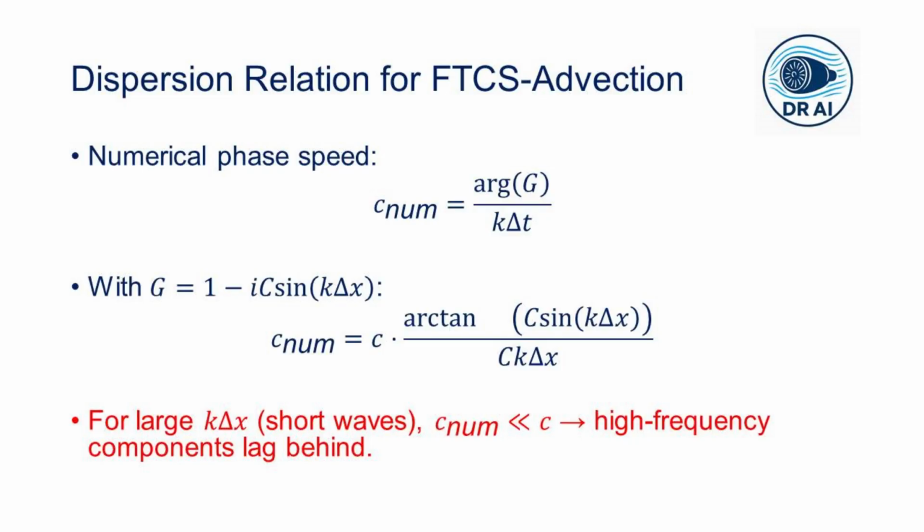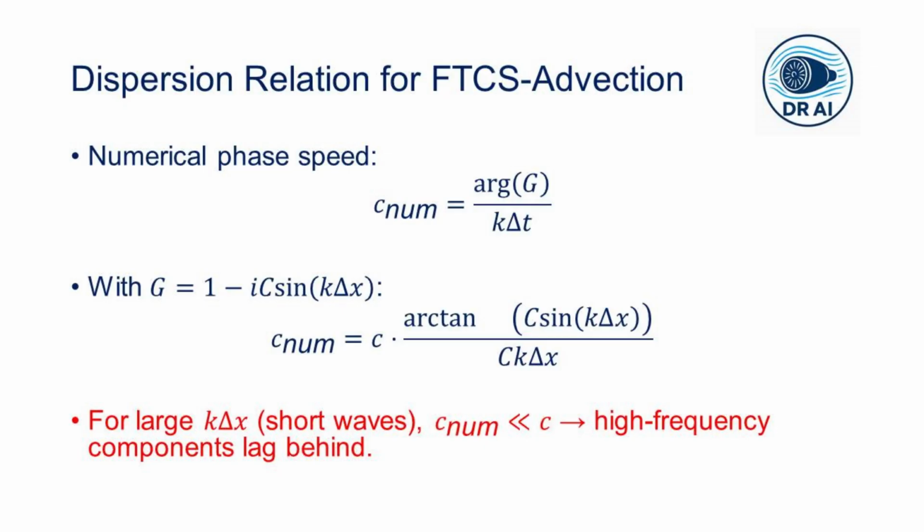For the FTCS advection scheme, G, which is the amplification factor, is complex. So the phase shift per time step is phi equals arg(G). So the numerical phase speed is given by c numerical equals phi divided by k times delta t.